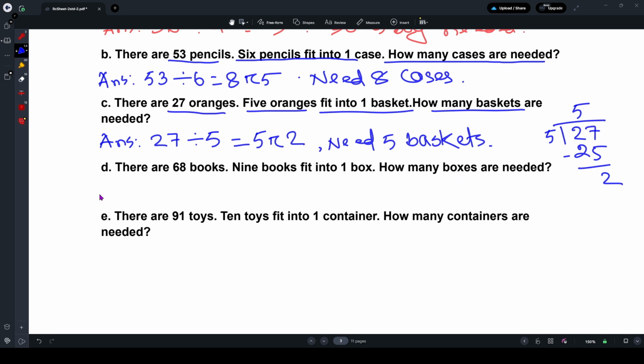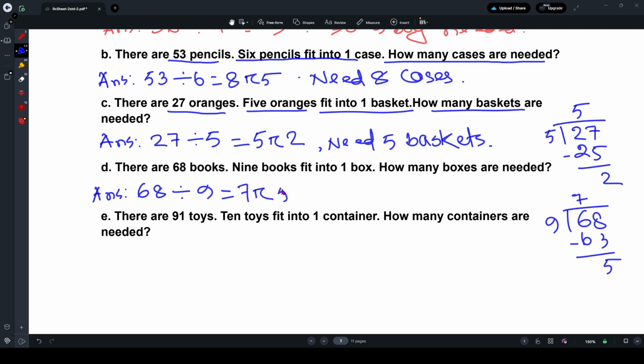Number D, there are 68 books, 9 books fit into one box. How many boxes are needed? So same thing, 68 divided by 9. So in rough, 7 times 9 is 63 and 8 times 9 is 72. So we should use 7, 63 and remainder 5. So we can write here 7, remainder 5. So how many boxes? 7 boxes.